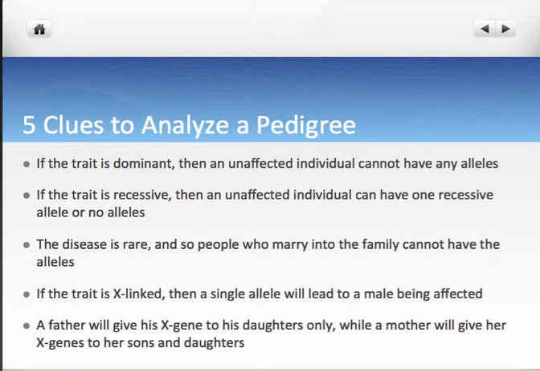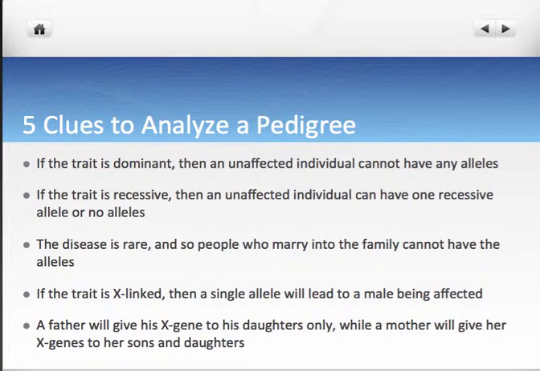So, five clues to analyze a pedigree. If the trait is going to be dominant, then an unaffected individual can't have any of the alleles for the trait. If a trait is recessive, then an unaffected individual can have one recessive allele or no recessive alleles. If the disease is rare, and it has to be rare, then no people who marry into the family can have the allele. You have to make that assumption when considering pedigrees.